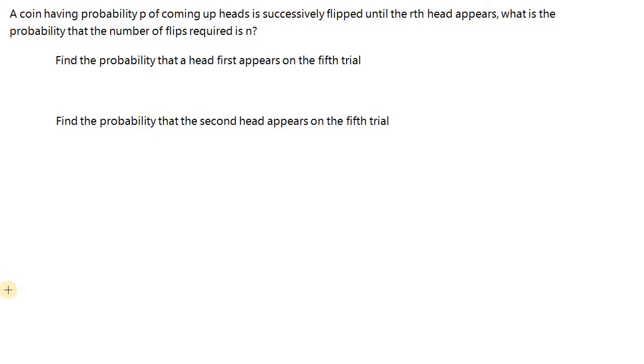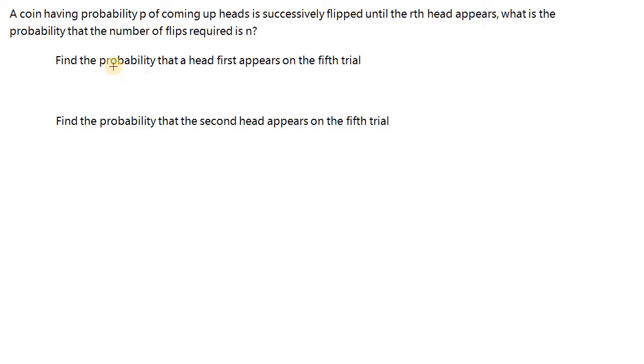So instead of going straight to the answer, I'm going to solve two simpler versions of this question so that we slowly progress to the answer. So let's look at the first question. Find the probability that a head first appears on the 5th trial.